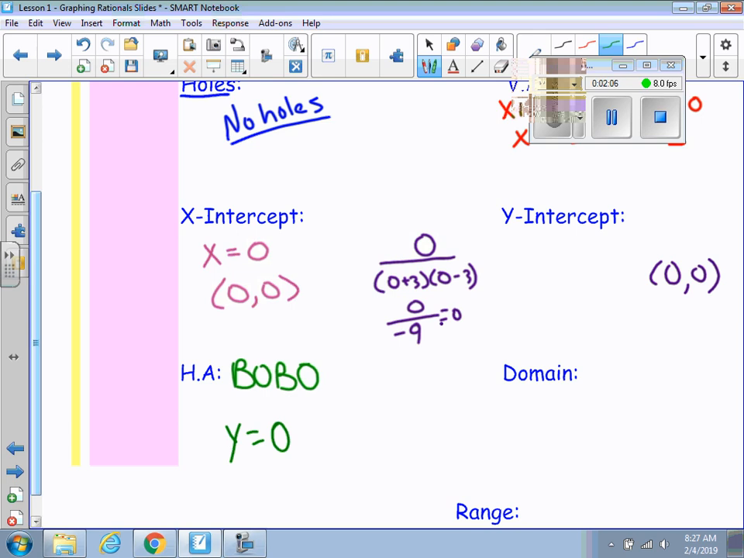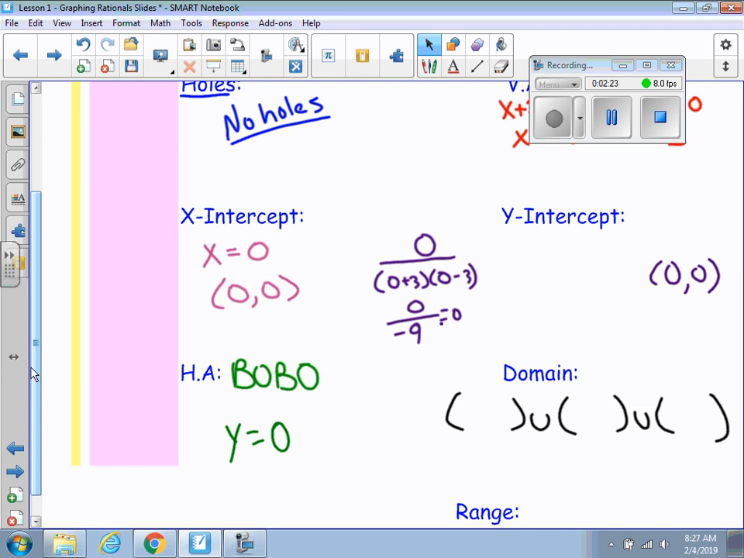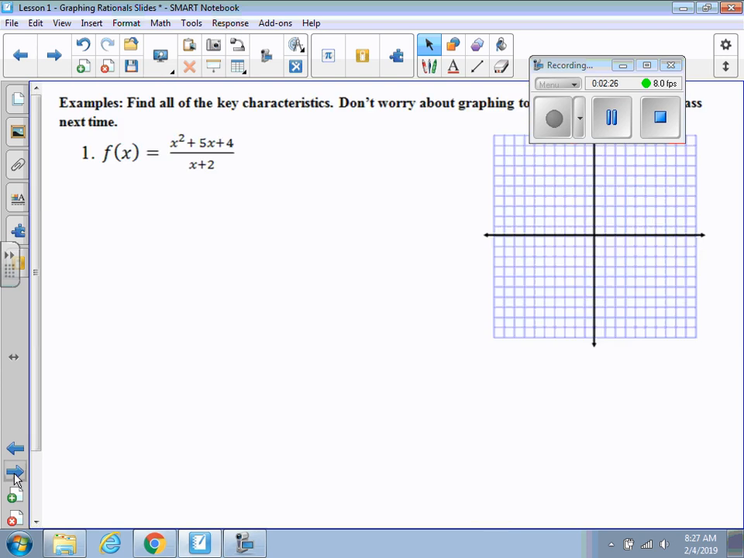All right, and we're going to talk about our domain. We're not necessarily going to find it, but since we have 2 points of discontinuity, meaning we have 2 vertical asymptotes, no holes, that means we're going to have 2 breaks. So when we do our domain, we're going to have 2 unions and 3 sets of parentheses. Okay? All right, so now let's actually go through the process of graphing.